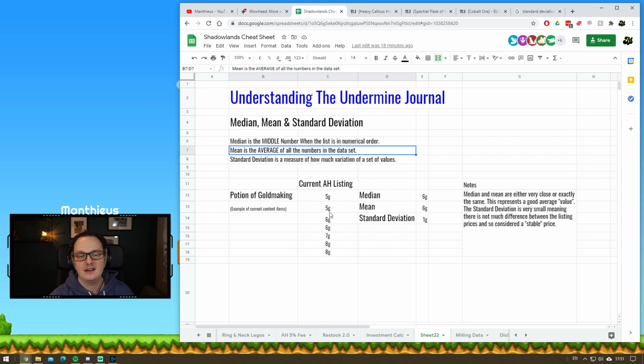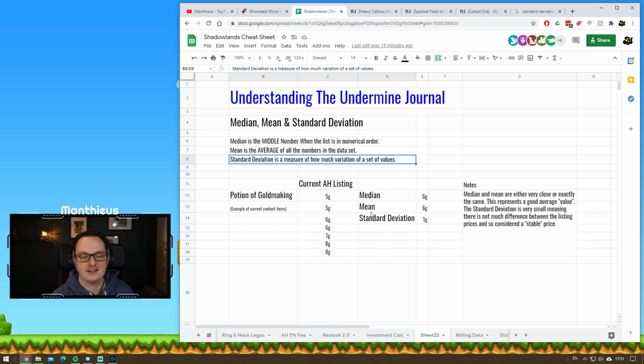The mean is basically another word for average. So what this is doing is it's taking all of the listing values and working out the average of them and spitting out a number for you. This is something that is very commonly used to suggest a market price, but we'll talk about how it can be swayed a little bit going forward.